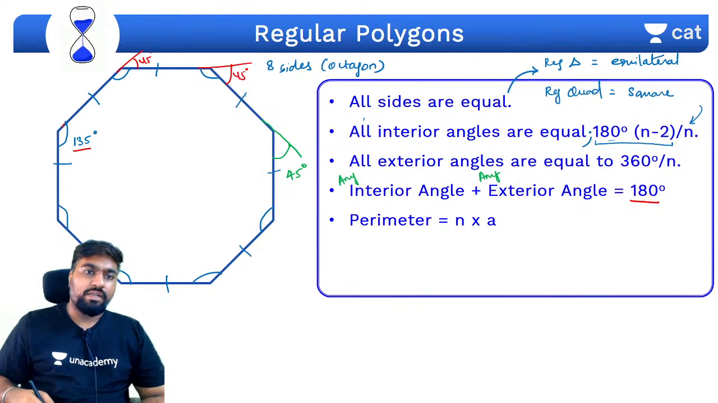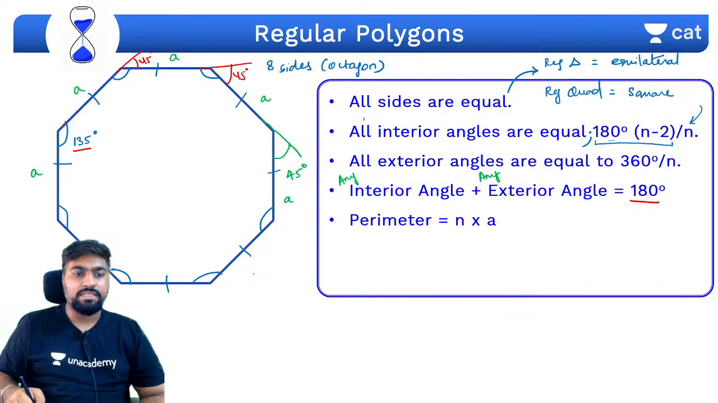Perimeter of that particular polygon will be the sum of all the sides. If I say the side is A, how many sides are there here? 8 sides. So the perimeter becomes 8 times A. If it's a nonagon, 9 sides, so it will be 9 times A. If it's a decagon, 10 times A.